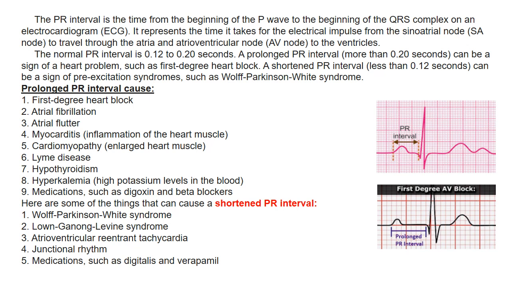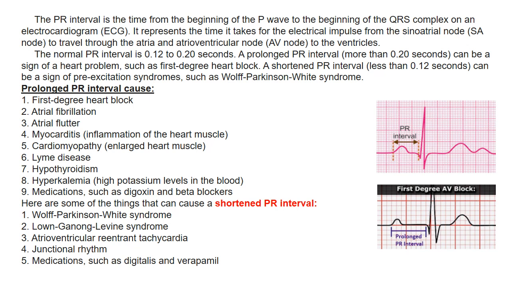The normal PR interval is 0.12 to 0.20 seconds. A prolonged PR interval, more than 0.20 seconds, can be a sign of a heart problem, such as first-degree heart block. A shortened PR interval, less than 0.12 seconds, can be a sign of pre-excitation syndromes, such as Wolff-Parkinson-White syndrome.